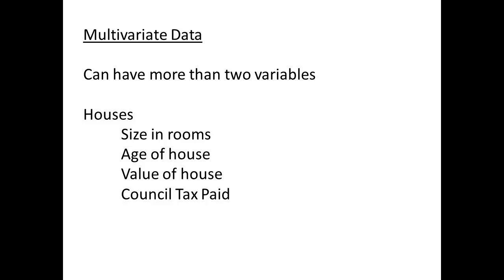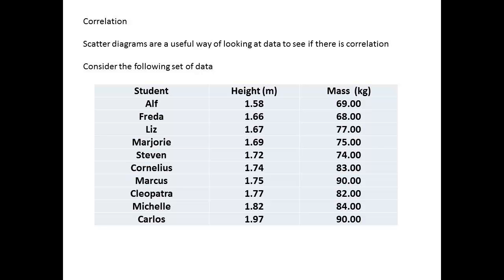In theory, there is no limit to the number of variables that can be introduced. For a house, we could have size of rooms, age of house, value of house, council tax paid, and so on. The more variables we have, the harder it would become to show any connection or relationship between them all. So we focus here on looking at bivariate data and trying to see if there is any relationship.